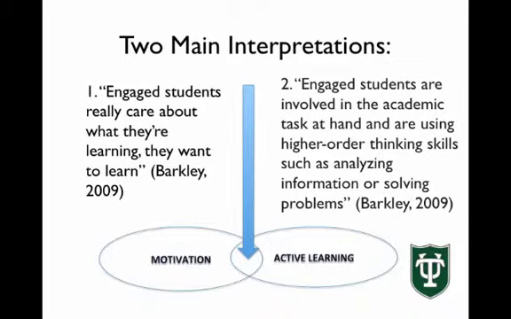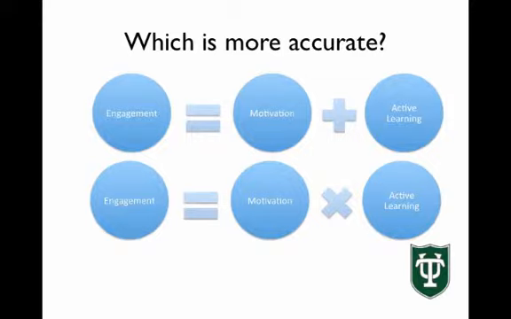So what is student engagement then? It can be viewed as the intersection of these two circles. When a student is both motivated and also engaged in active learning, it means that he is engaged. Now let me give you two equations.